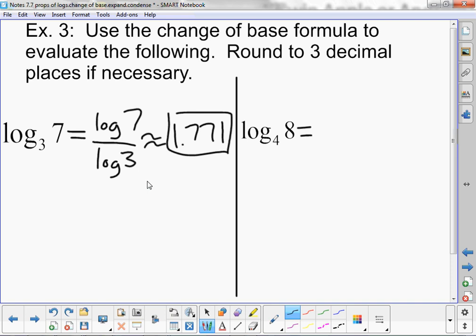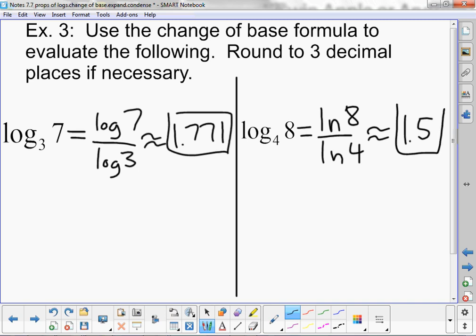change of base formula. Let's try this one with ln. Remember, it has to be the same base on top and bottom. 8 goes on top, 4 goes on bottom. Try plugging that in your calculator, and you should get 1.5. There you go. That's actually exact. It's not an approximation. 4 to the 1.5 is an 8. All right, and there you go. So that's change of base formula.